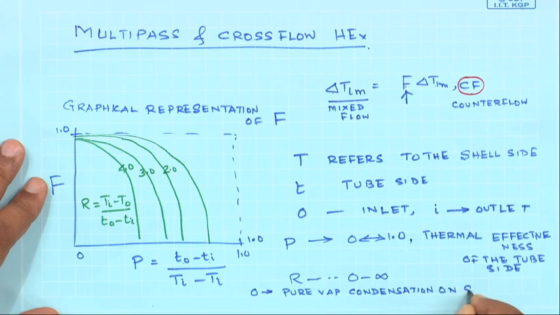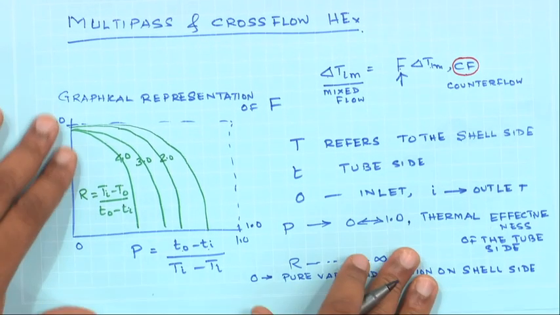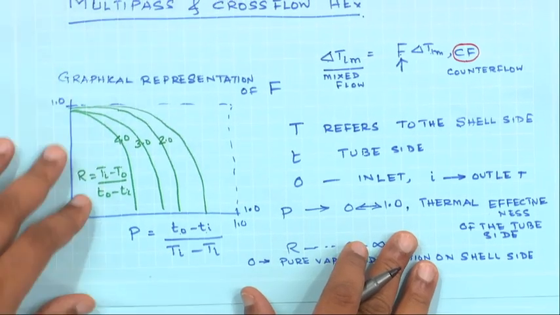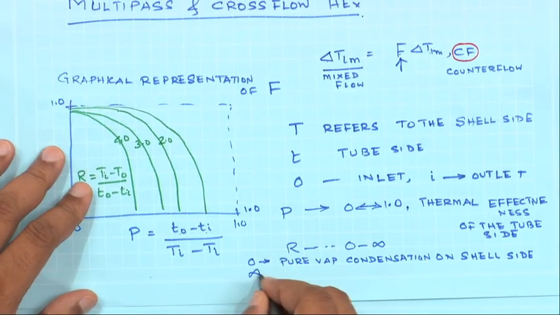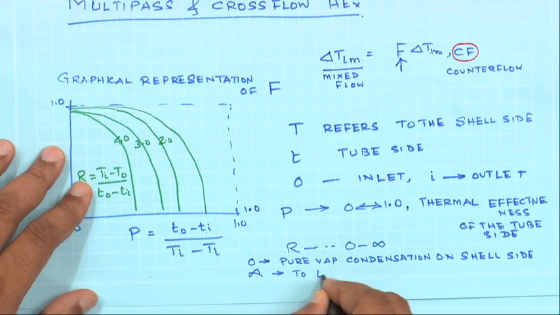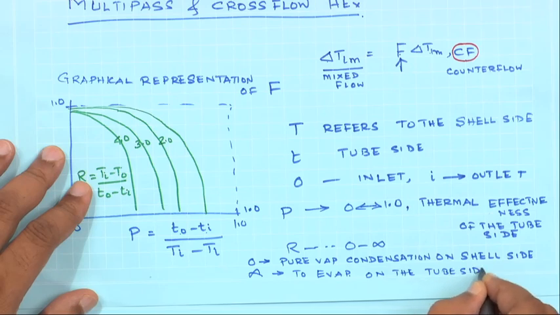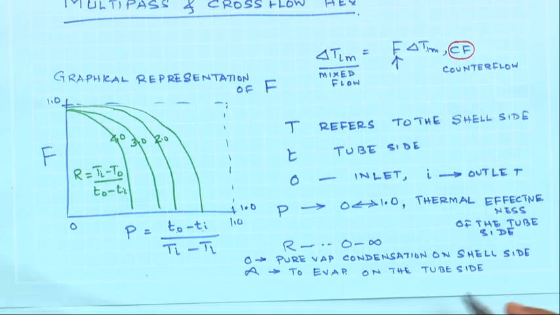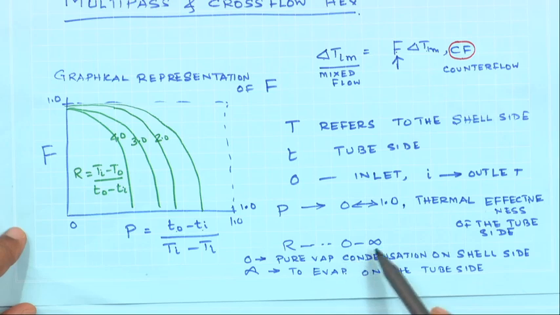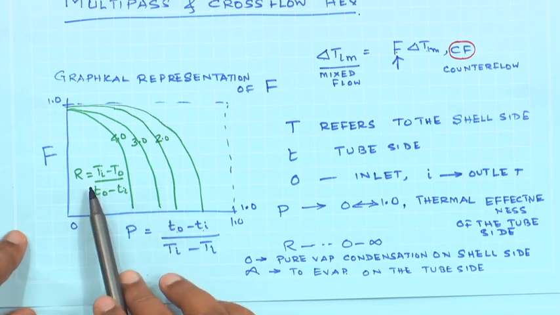on shell side, and infinity to evaporation on the tube side. So, when you read it carefully once, you would see the significances which are obvious based on how we have defined P and R.